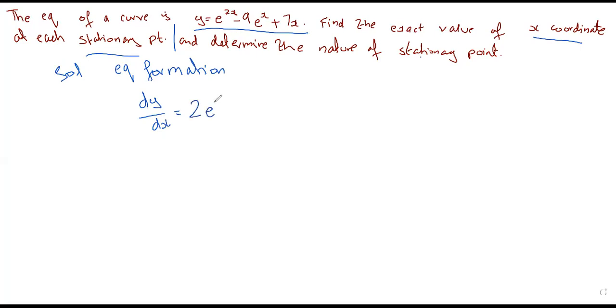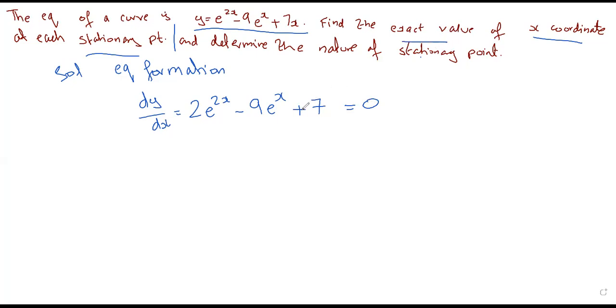2e to the power 2x minus 9e to the power x plus 7. And we equate it to 0, it equals 0. And we are asked to find the exact value.